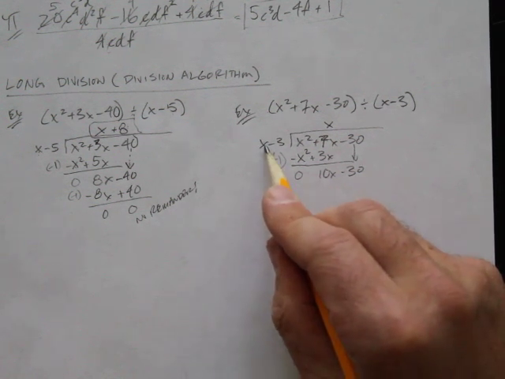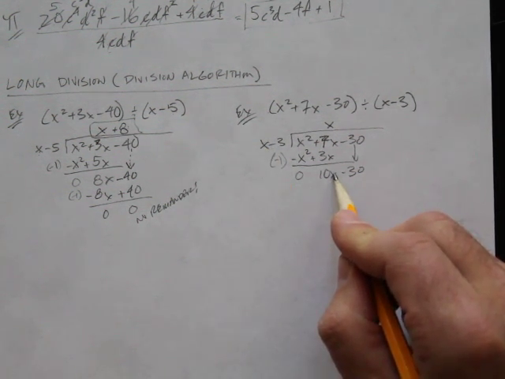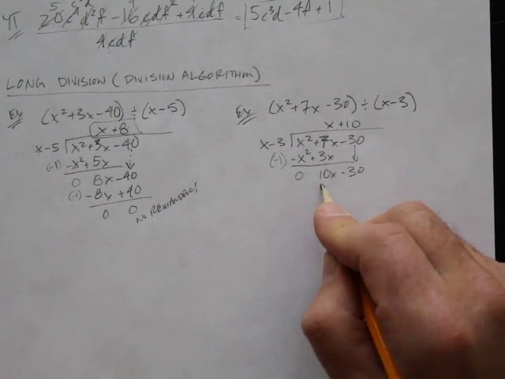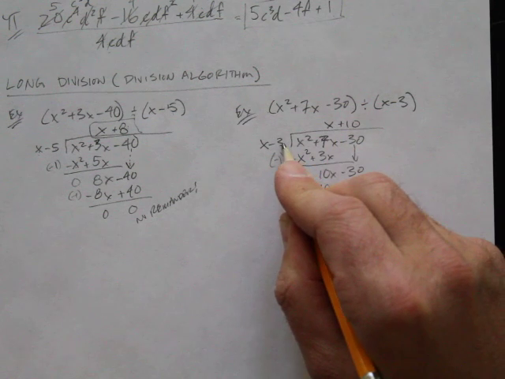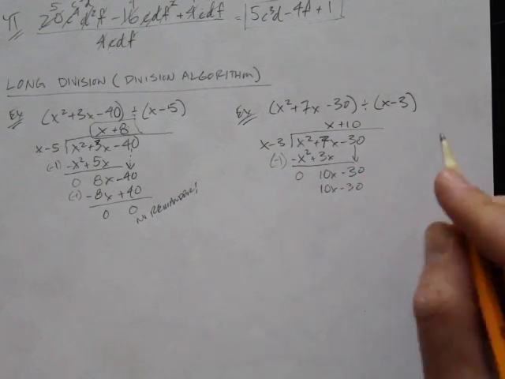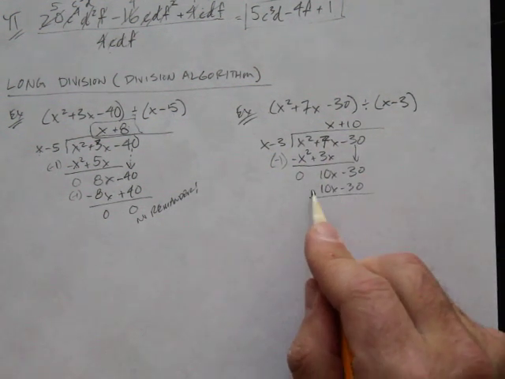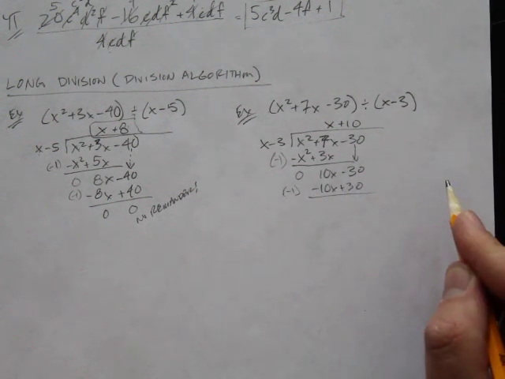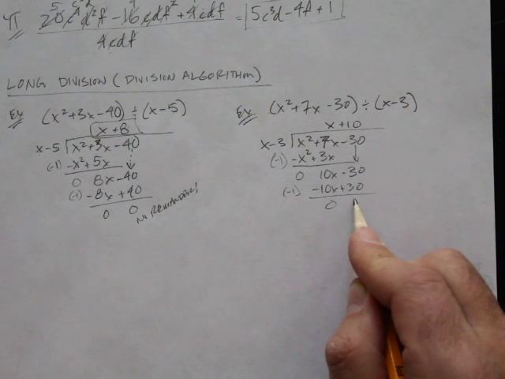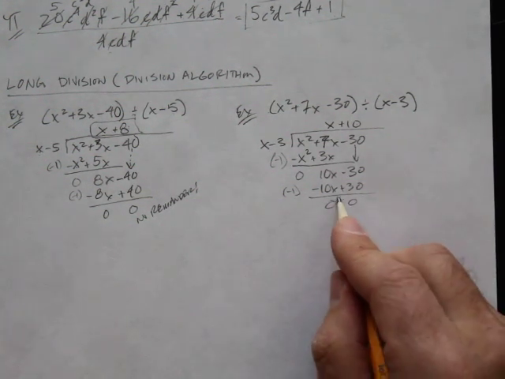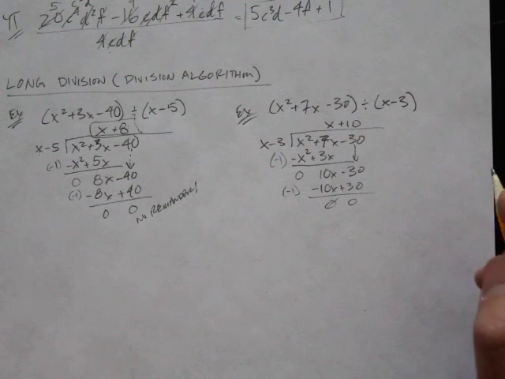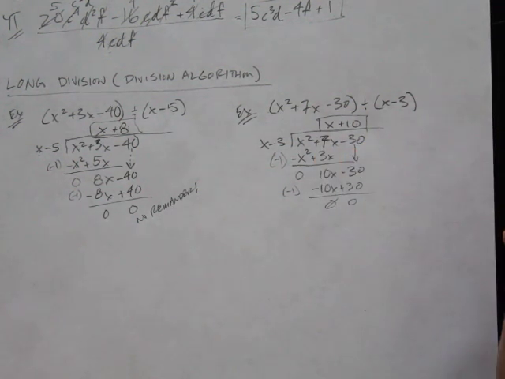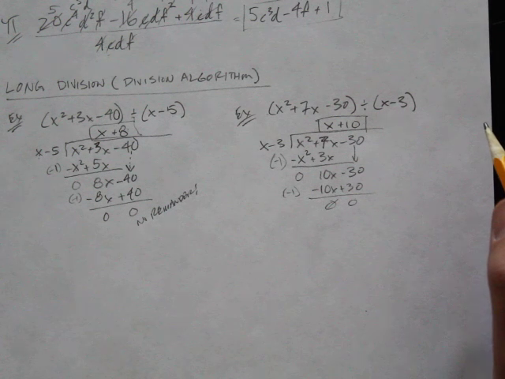Now what do I need to multiply by x to get to 10x? It's positive 10. 10 times x is 10x. 10 times negative 3 is negative 30. And so that is 0 when I subtract those, because I need to multiply by negative 1 so I can subtract those from each other. And so I get 0 down here at the bottom. So I got no remainder, so that means this is my answer here, x plus 10.